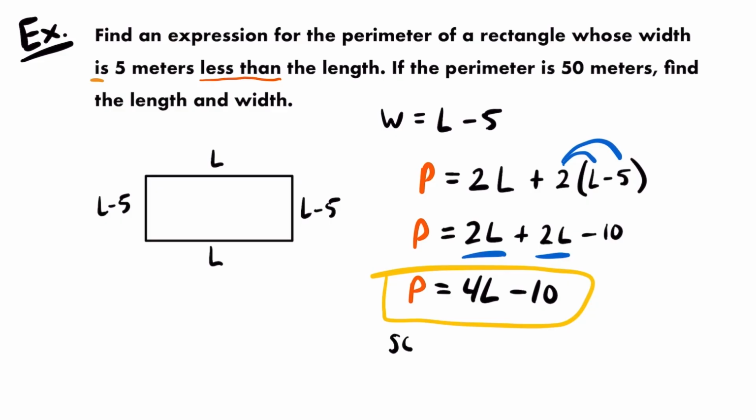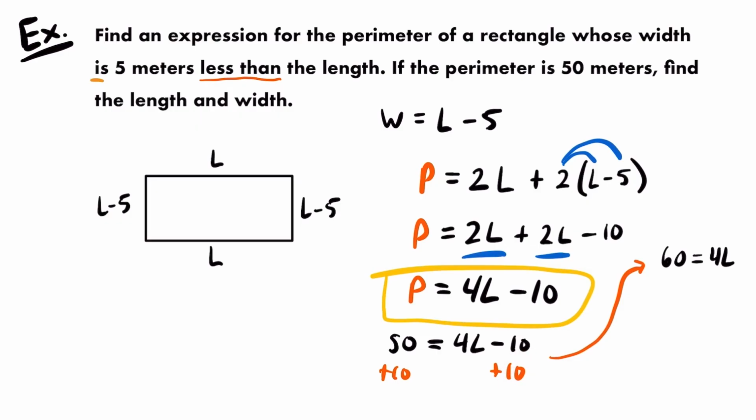All right, so we'll have 50 is equal to 4L minus 10, and this is an equation that we can solve. We want to isolate this variable term and solve for L. So the first thing I'll do is add 10 to both sides of the equation. That will get rid of that negative 10. And so continuing the work over here, 50 plus 10 is 60. So we have 60 is equal to 4L.